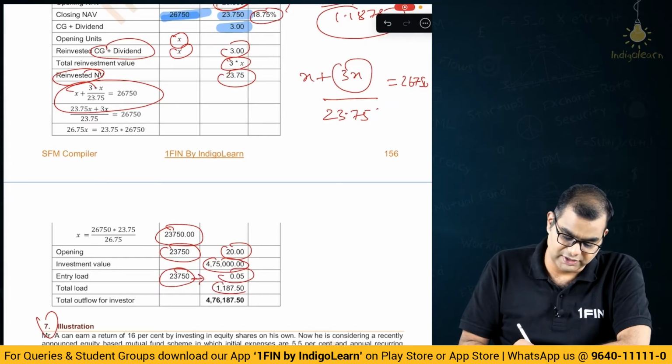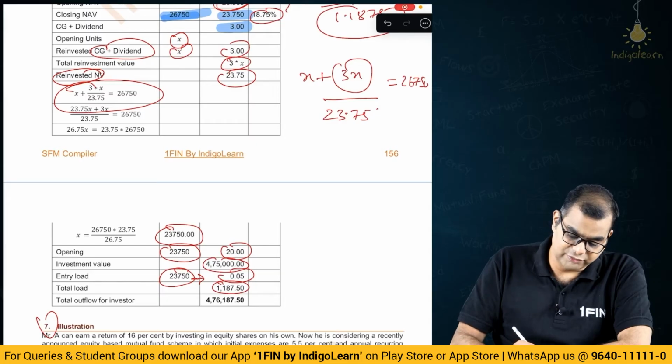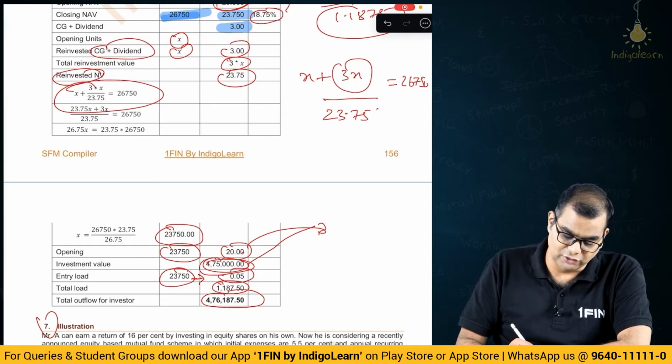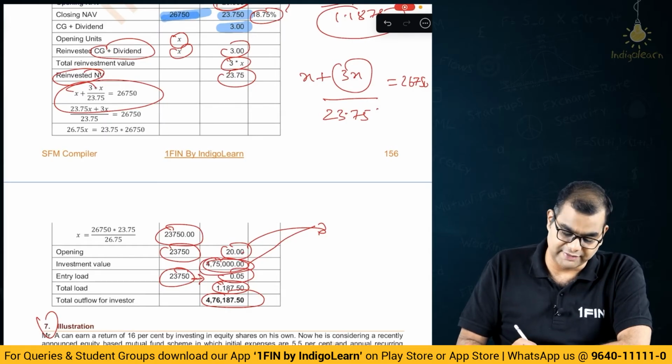23,750 into 0.05 will give you 1187.50. But the NAV that you will get is 20. But the investment that is made, or rather the value of the investment that you made, is 20 into 23,750, which is 4,75,000. But the actual outflow is including the entry load, which is 1187.5.